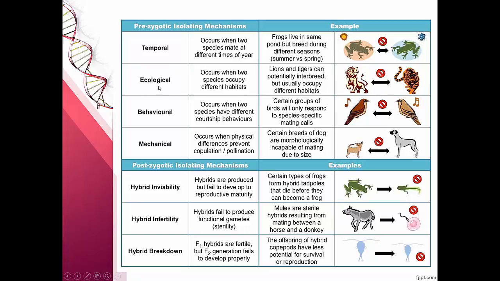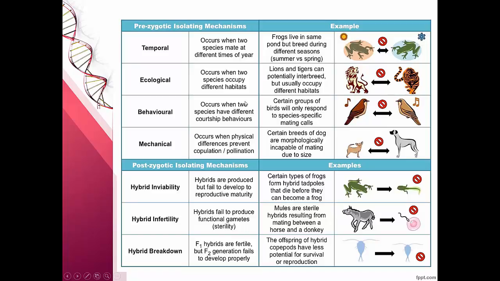We then have ecological, when two species occupy different habitats. All right, so lions and tigers are close enough to interbreed, but they just exist in different habitats. You've got one in the savannah and one in the jungle. So yeah, that's a pretty isolating feature there. The other one we have is behavioural.